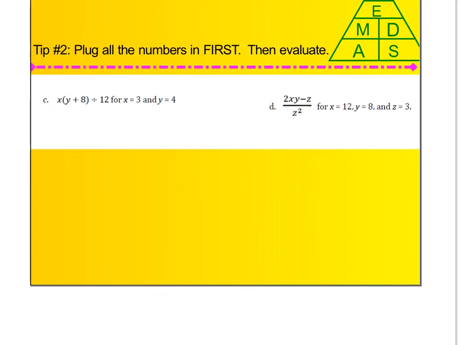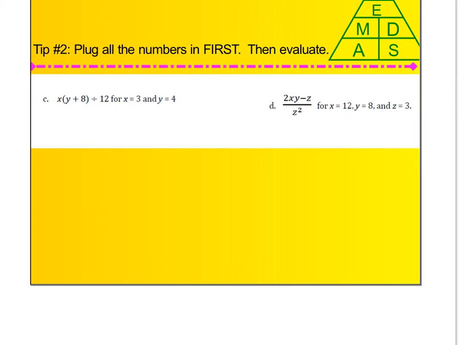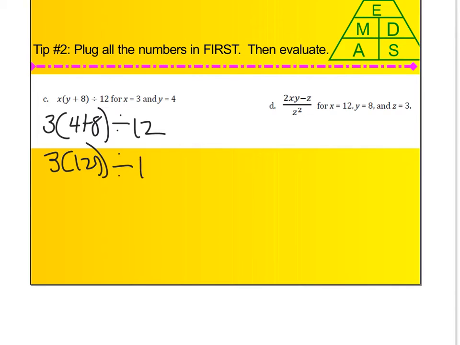Anytime I'm substituting in, I'm going to substitute in exactly. And then I'm going to go from there. So what I have here is this. That's going to be 3 times 12 divided by 12. So that's going to be 36 divided by 12. So my final answer will be 3.